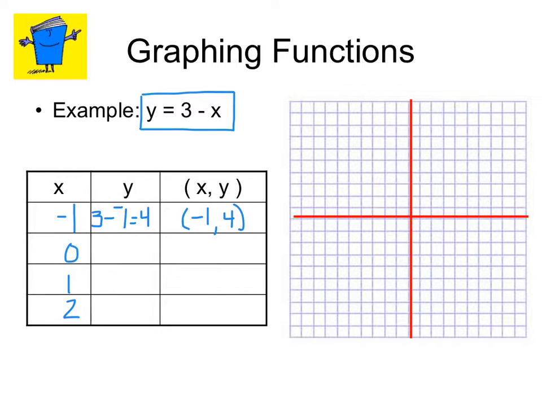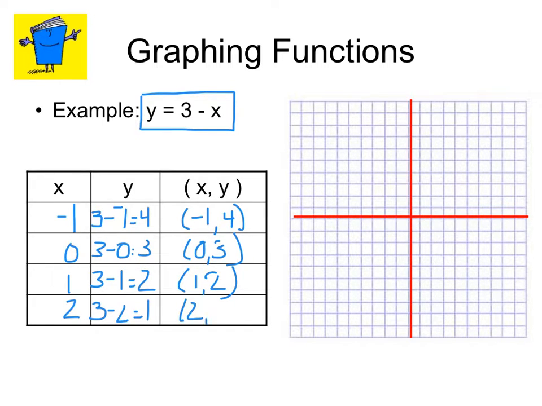The next one would be 3 minus 0. 0 goes in for x. 3 minus 0 is equal to 3. So the ordered pair is 0, 3. The next value for x will be 1. So I replace x with 1. So I have 3 minus 1, which is 2. And I get the ordered pair 1, 2. And last, I replace x with 2. So I have 3 minus 2, which is equal to 1. So the ordered pair is 2, 1.